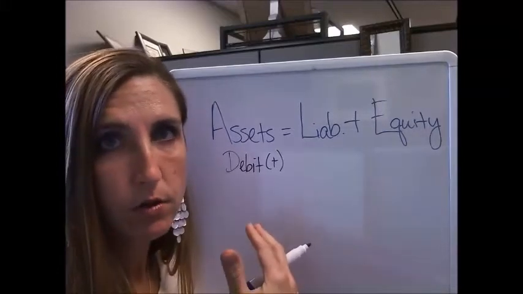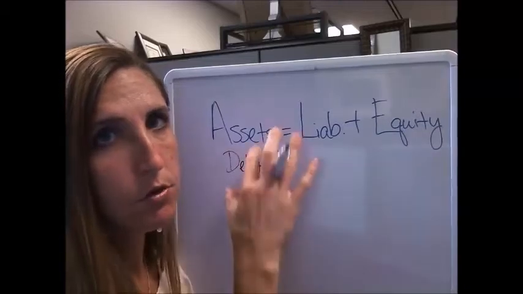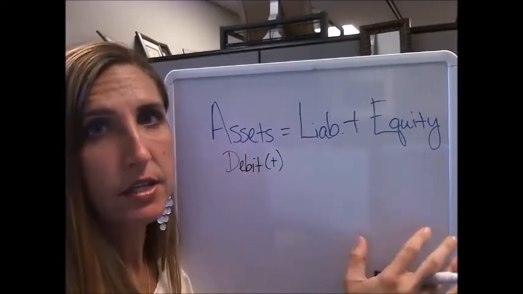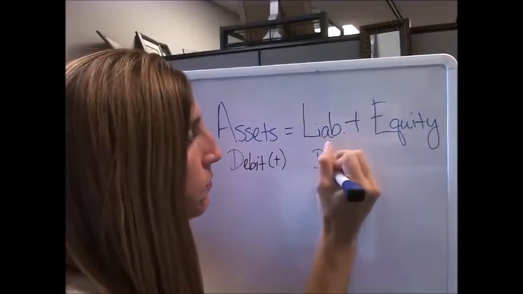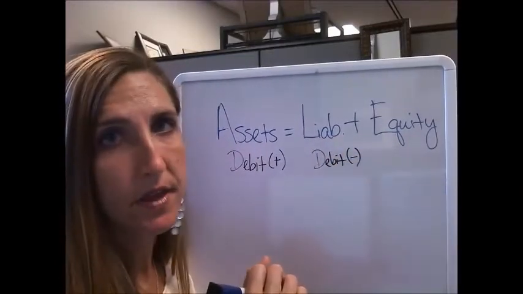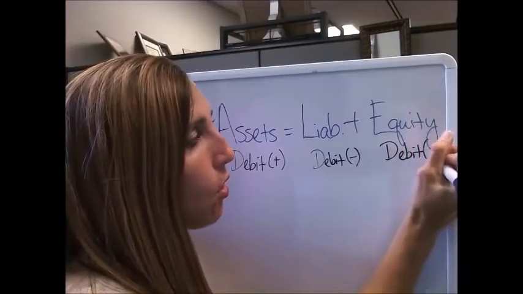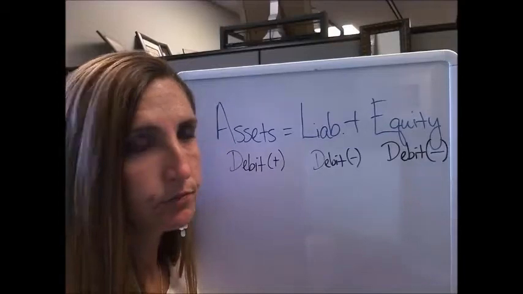You have gotten more. If you remember from your algebra class, if you move something to the other side of the equals, it will have the opposite effect. So if I debit a liability account, it would actually be decreasing that account. And if I debit equity, the overall category of equity, it would be decreasing.